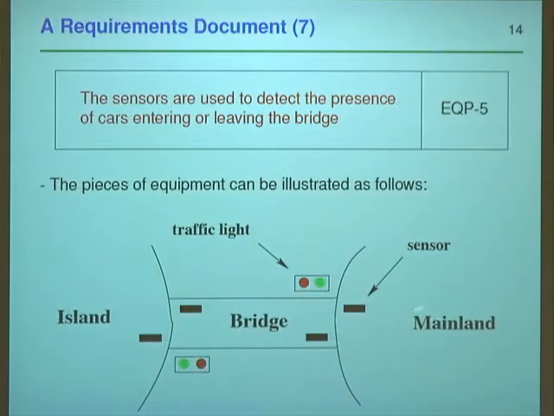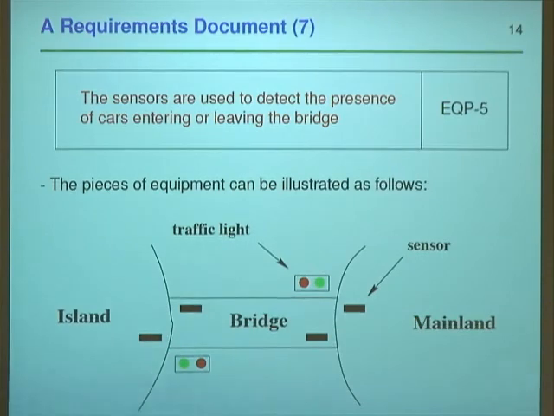Cars are supposed to drive on the right-hand side. When I present this in Britain, there is a problem; people are confused. Okay, so we have sensors here, we have a traffic light, and a car is going here, and again the sensors detect it entering, and the same for going out.